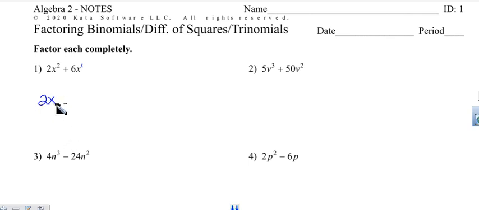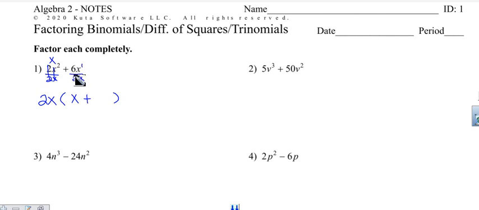After you've written down what can divide into both of these terms, I want you to put a parenthesis beside it. This parenthesis is going to hold what's left over when I divide 2x out of these two terms. When I divide 2x squared by 2x, the only thing that is left is an x. So I'm going to write that down. Since both of these terms are positive, a positive 6 divided by a positive 2, I'm going to go ahead and write the positive sign down also.